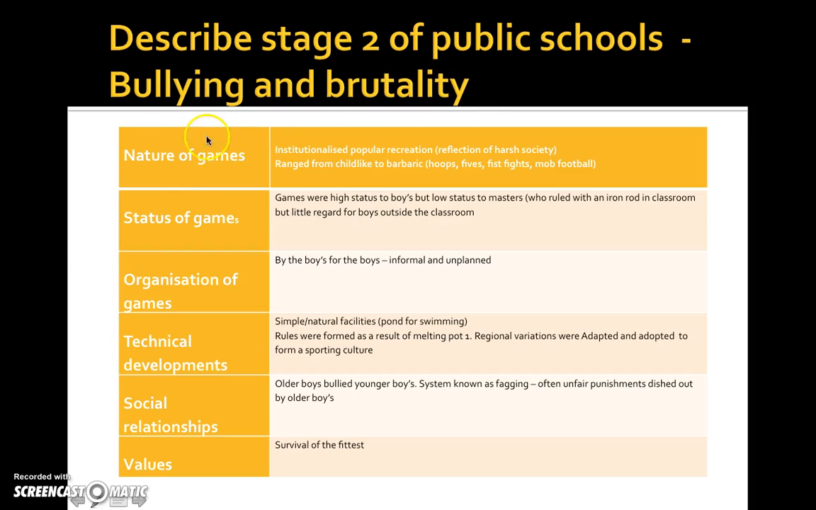So just a quick recap then. If you look down here, you've got nature of games, status of games, organisation of games, technical development, social relationships, values. You're going to use these 6 triggers and variables for all 3 stages. So we're going to look at how they progress from here and across. I'll do that in tomorrow's lesson.